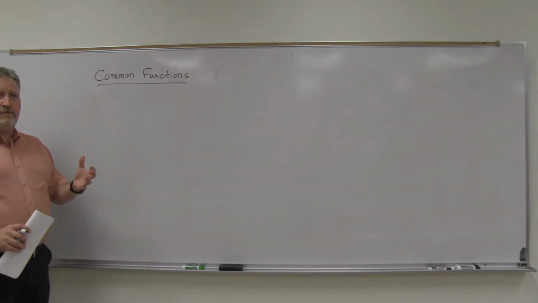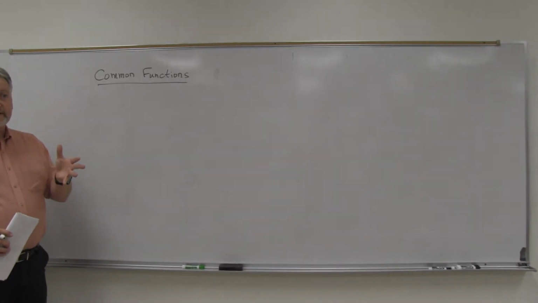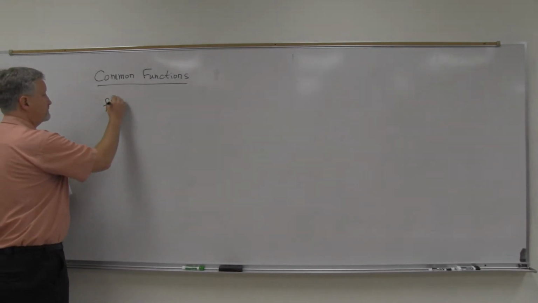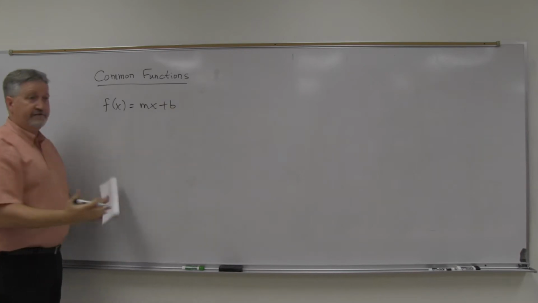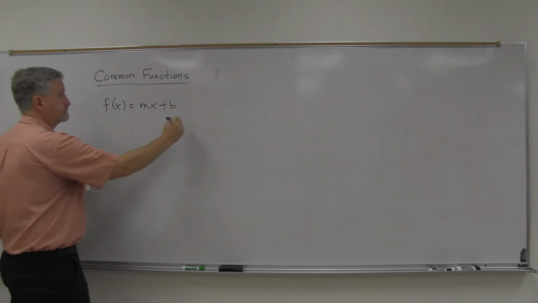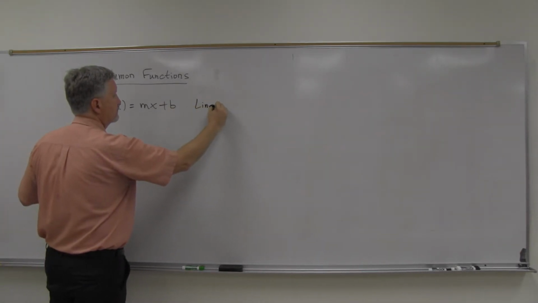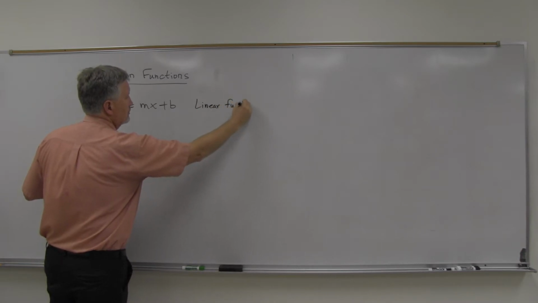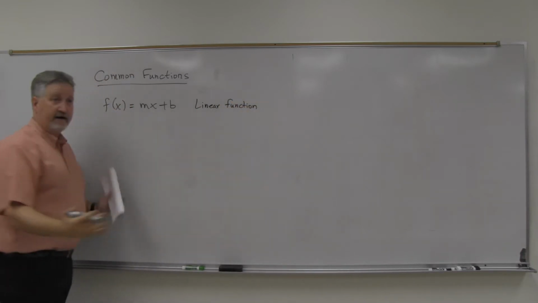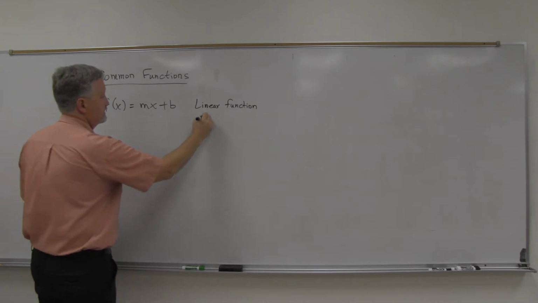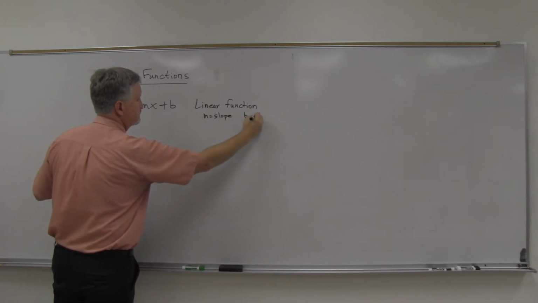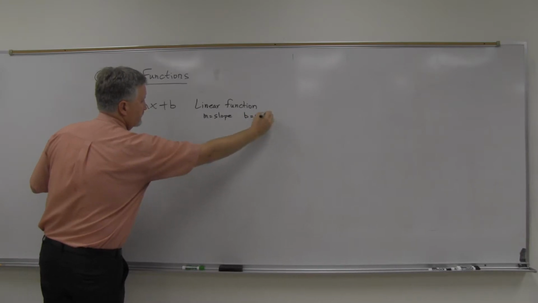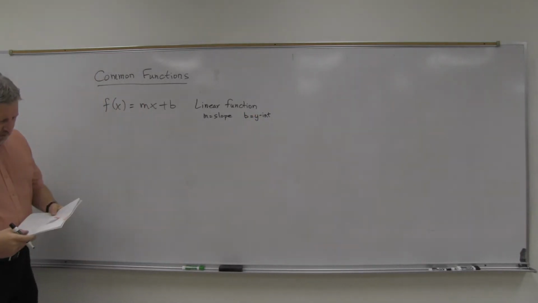And we talked about one earlier, the f of x equals mx plus b. That's our linear function. And we know it's a line, and the slope is m, and the b is the y-intercept. Same old, right? Okay.